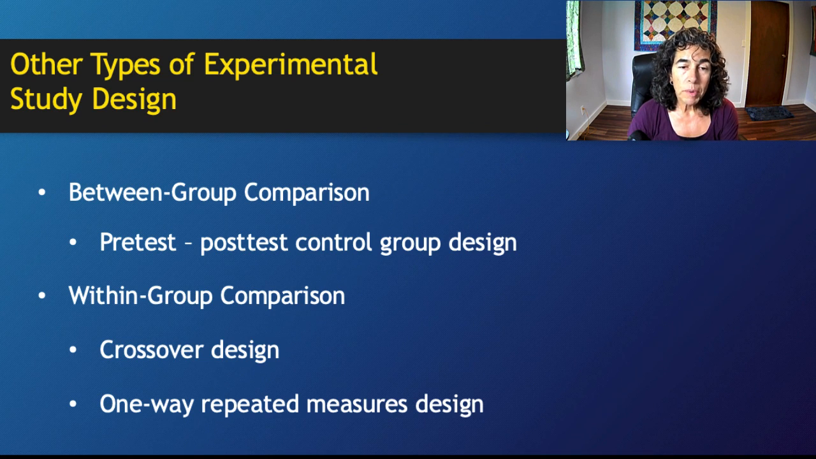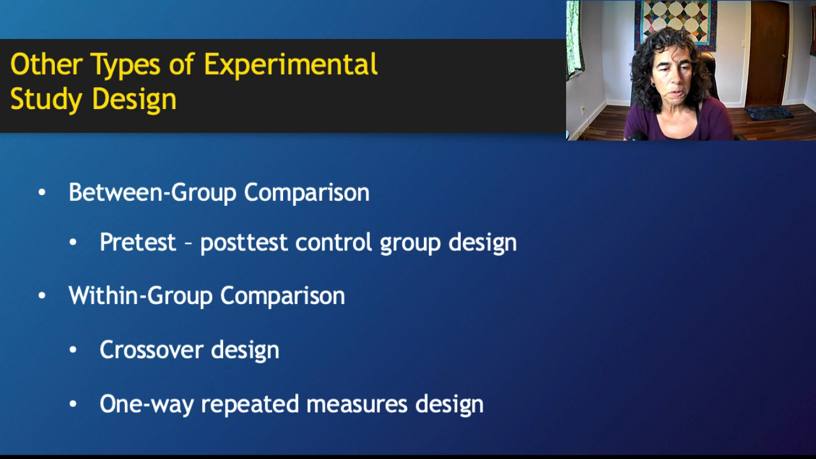There are also repeated measure designs. This is a research design that involves multiple measures of the same variable taken on the same or matched subjects, either under different conditions or over 2 or more time periods. So we may do repeated measures in a longitudinal study in which change over time is assessed. So we may take a measure at 1 month, 6 months, a year, 3 years, 5 years.